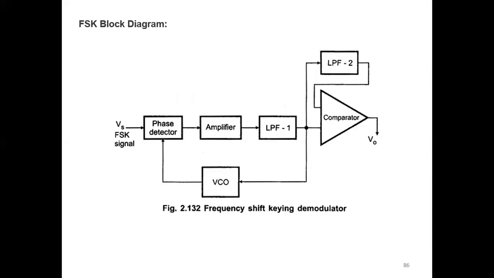FSK block diagram. That is low pass 1, low pass 2. These are the two inputs to the comparator, then the VCO. That value will be taken from the VCO and given as feedback to the phase detector.